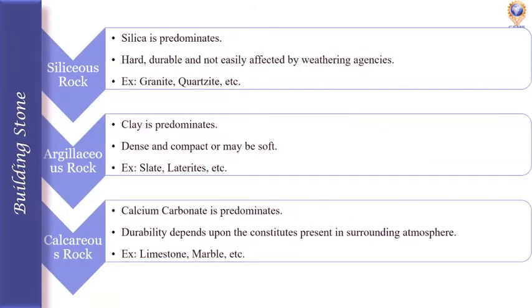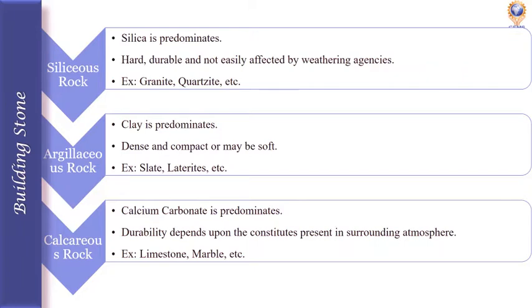Siliceous rock. A rock which contains silica in predominant amount is called siliceous rock. The presence of a large amount of free silica makes them harder and durable, and it also provides strong resistance to weathering. The best examples of siliceous rocks are granite, quartzite, and trap.